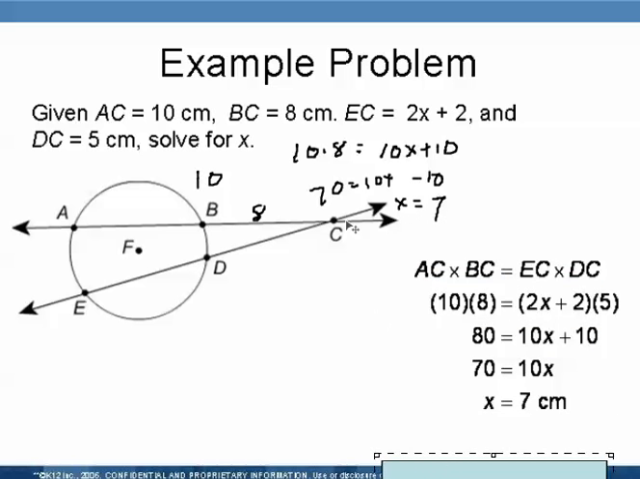Okay? But if I were trying to find what EC was here, I would take that 7 and put it back in here. 7 times 2 is 14, plus 2 would be 16. So EC would be 16 in this situation. And since DC was 5, that would make this one over here 11. Okay? Now I want you to recognize these are not necessarily drawn to scale. Because AC is 10 and BC is 8, that would make this one 2. Look at these. Do they look like they're the same length? Pretty close. Then how can I say one is 11 and the other one is 2?